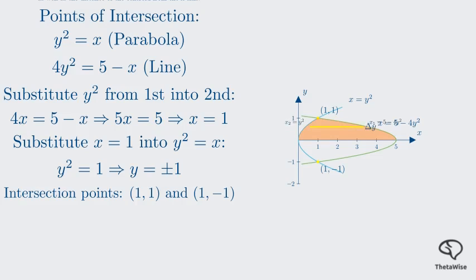A horizontal strip extends from the left boundary to the right boundary. The right boundary is always the line x equals 5 minus 4y squared, and the left boundary is always the parabola x equals y squared. This is simpler than trying to use a vertical strip, which would require splitting the integration into two parts. Okay, we have our intersection points, sketch, and a horizontal strip.